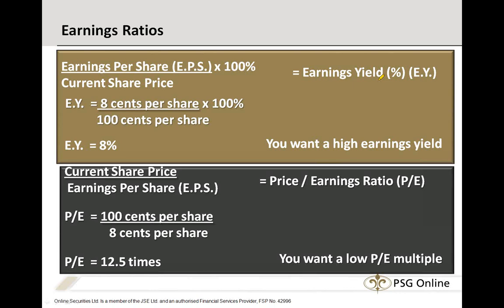Now, the inverse of that, what we call a price earnings multiple or price earnings ratio. So our current share price is 1 rand divided by the current earnings of 8 cents. In this situation, the price earnings multiple is 12.5 times. So you can look at this loosely as, what would I prefer? To take 10 years to recover my money at the market or 5 years to recover my money at the market? So you obviously want a lower price earnings multiple.